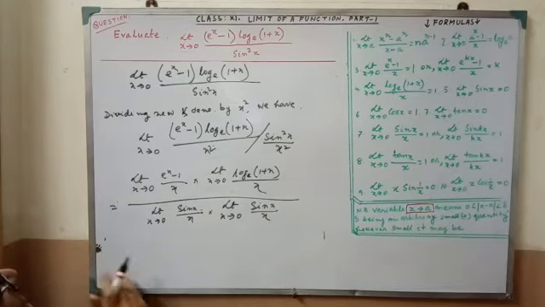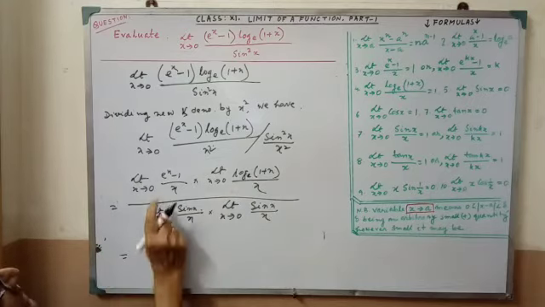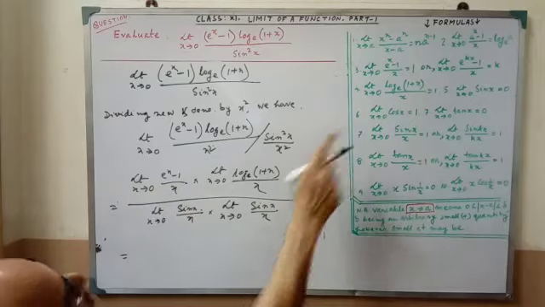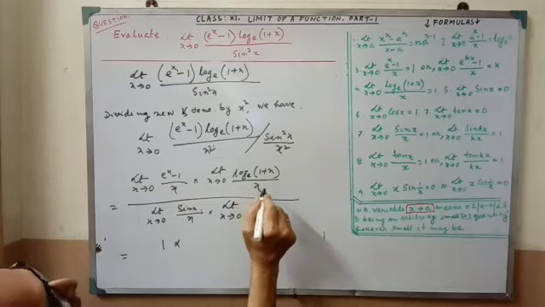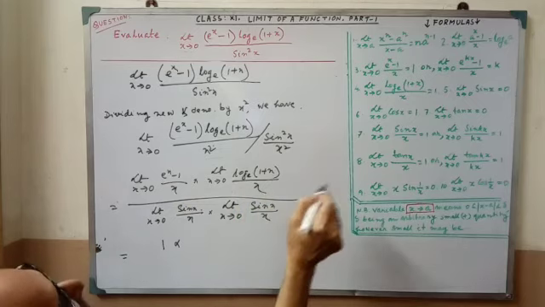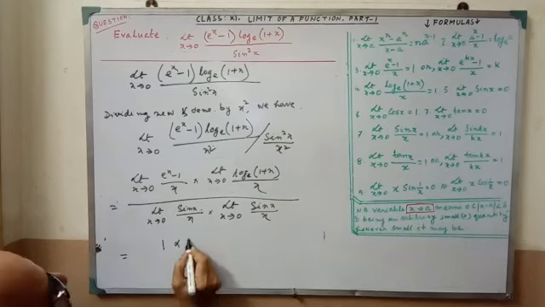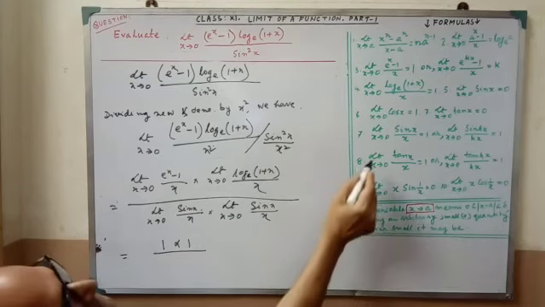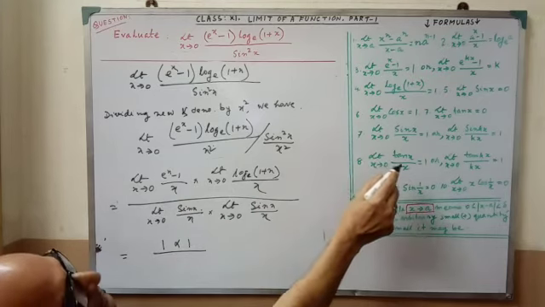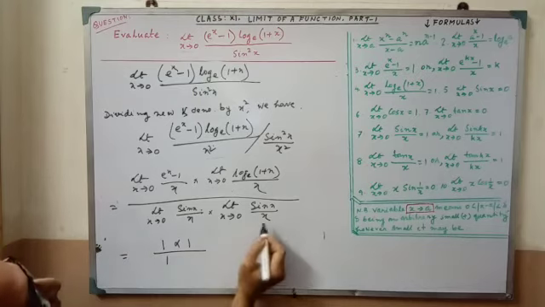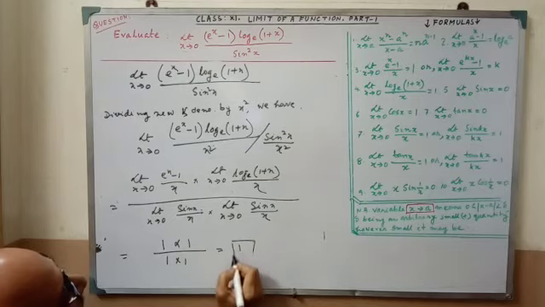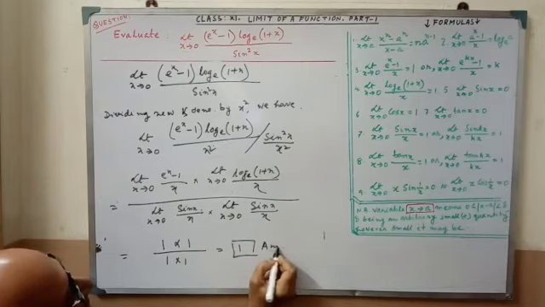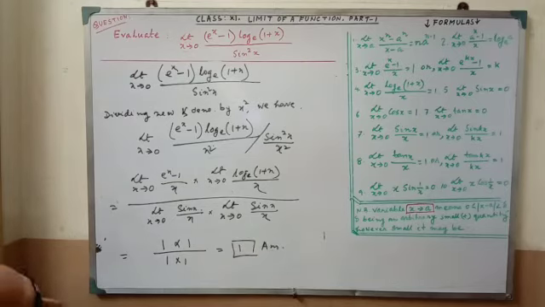Now we have to put the value. This is equal to 1 into log e 1 plus x by x, that is also 1. Sine x by x, that is also 1, and this is also 1. So ultimately the result is coming 1. This is the answer. The sum is completed up to this.